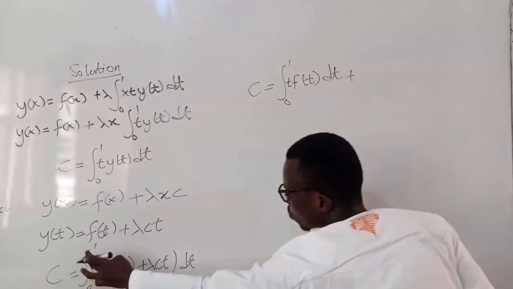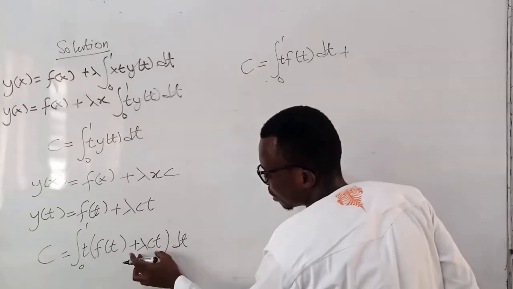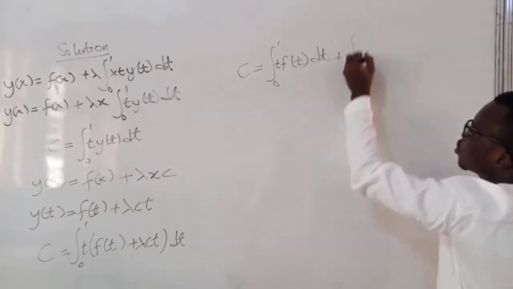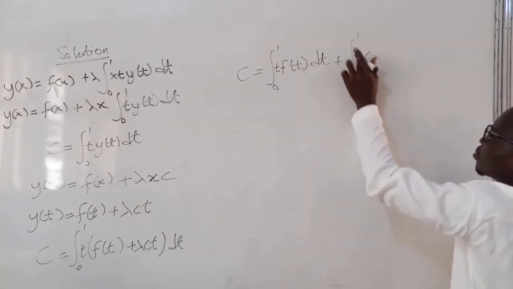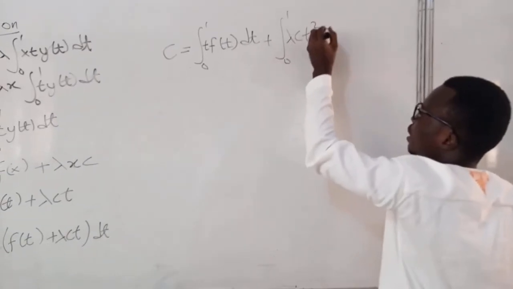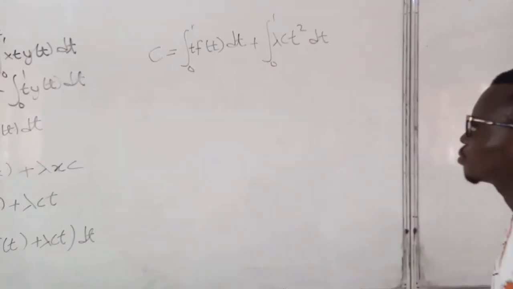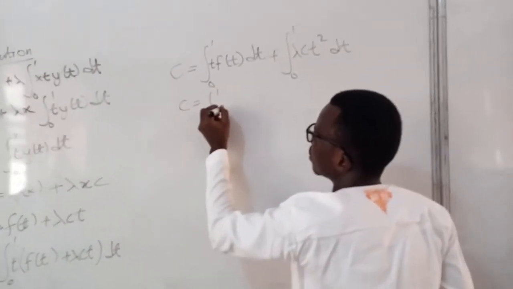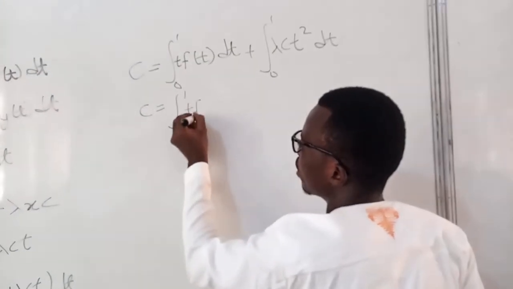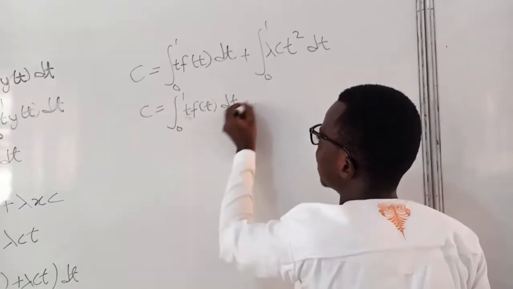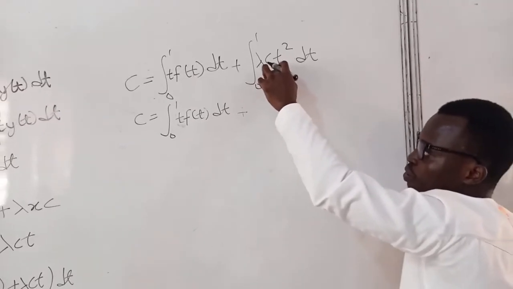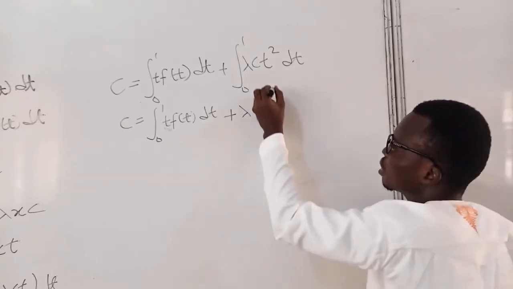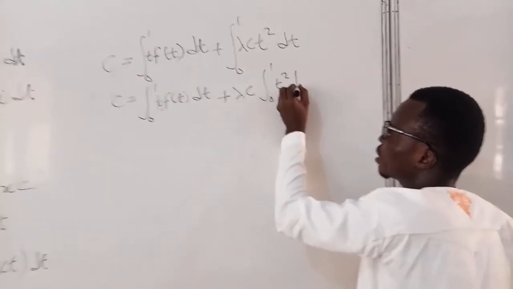plus the integral from 0 to 1. So this t times this, we're going to have lambda c t squared. So the integral from 0 to 1 of lambda c t squared dt. So this is the same as c equal to the integral from 0 to 1 of t f of t dt plus, it's a linear operator, so you can easily bring the constant out, lambda c integral from 0 to 1 of t squared dt.